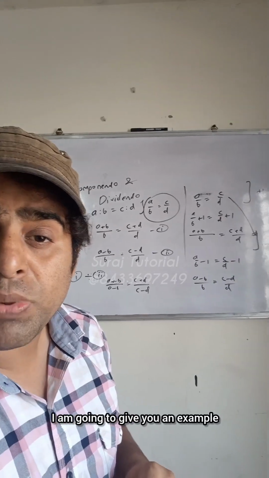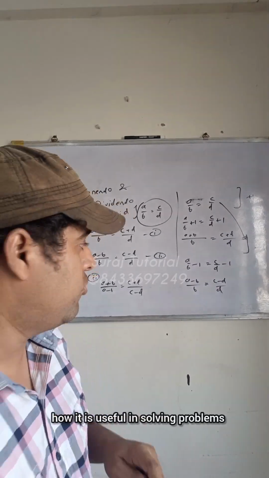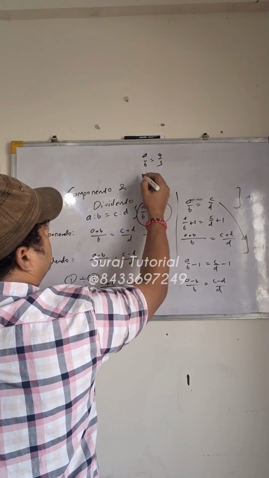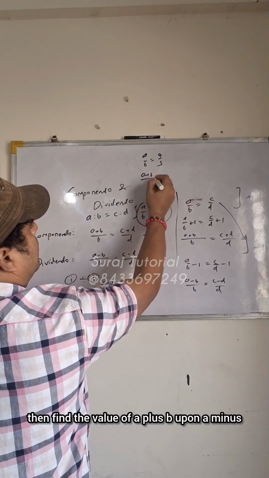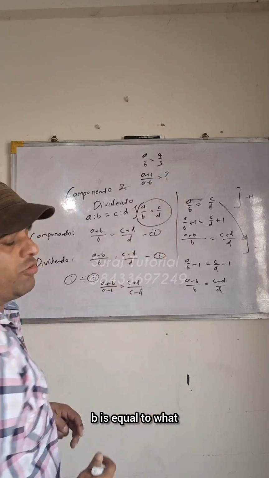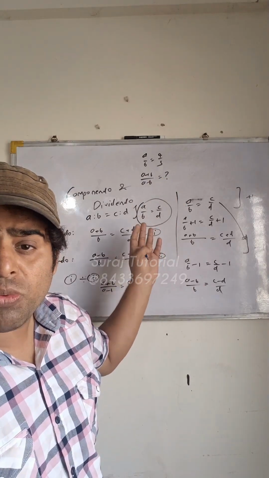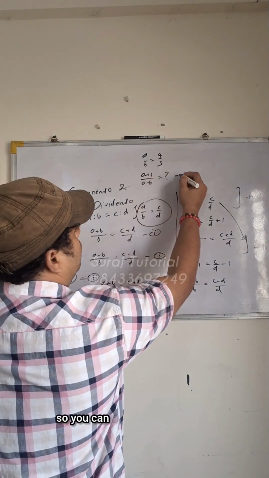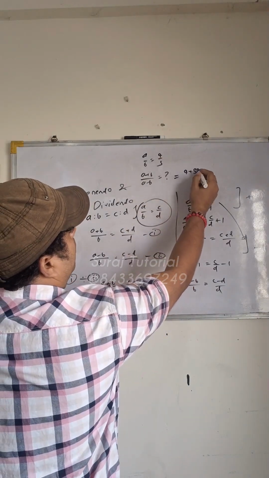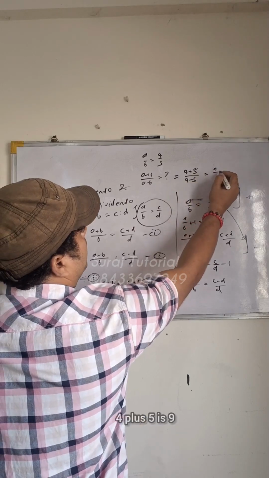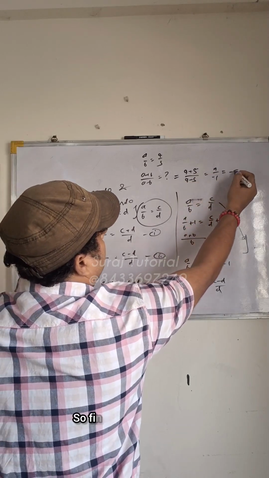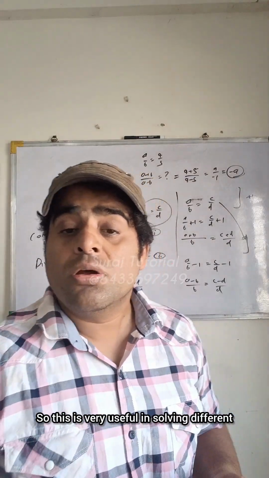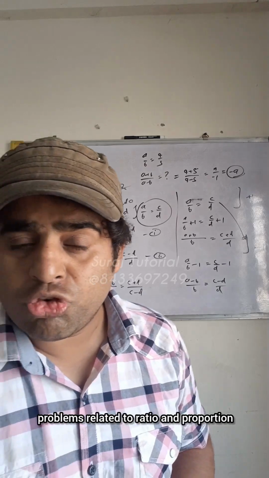I am going to give you an example of how it is useful in solving problems. Suppose it is given that A upon B is equal to 4 upon 5, then find the value of (A plus B) upon (A minus B). This type of question, how will you solve it? By this componendo and dividendo rule you can do it. See here, you can simply write (4 plus 5) upon (4 minus 5). 4 plus 5 is 9, 4 minus 5 is minus 1. So finally we get minus 9. That is your answer. So this is very useful in solving different problems related to ratio and proportion.